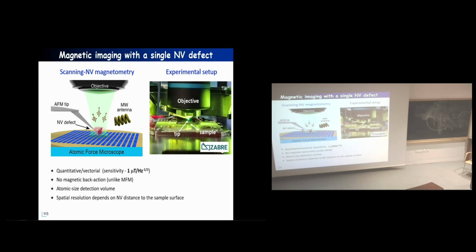This measurement is quantitative and vectorial, with a very good sensitivity, I would say something like 2 or 3 orders of magnitude better than MFM, magnetic force microscopy. There is no back action, unlike in MFM. The atomic size detection volume is very small, but the spatial resolution depends on the distance of the NV to the sample surface.